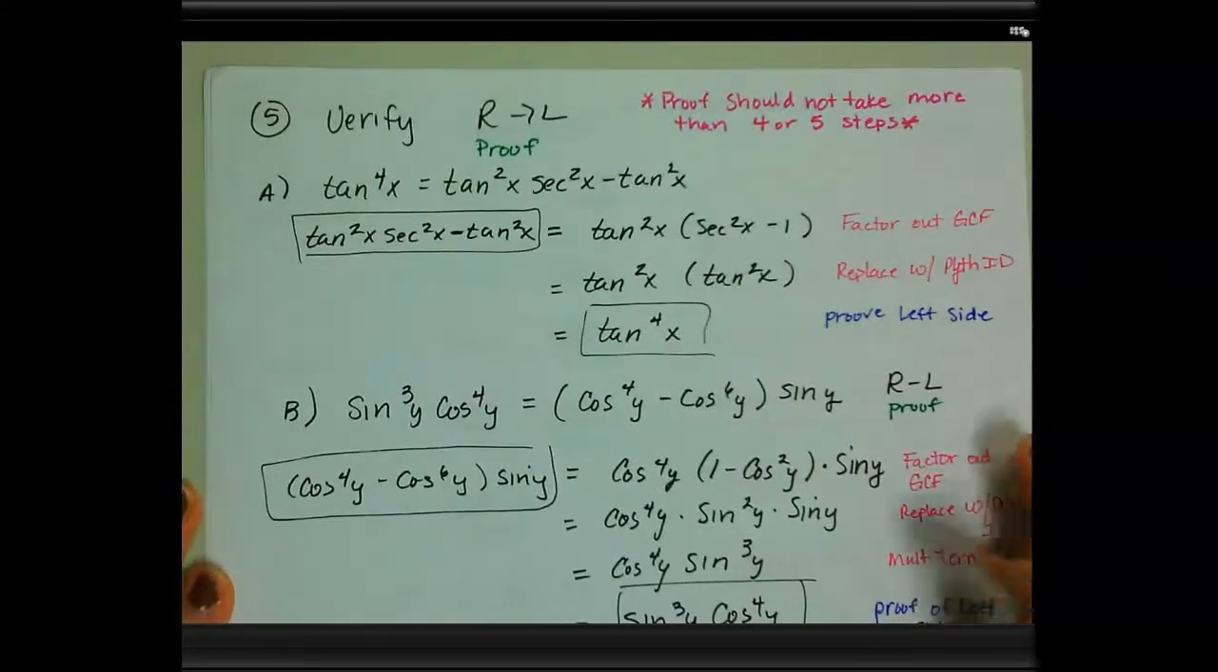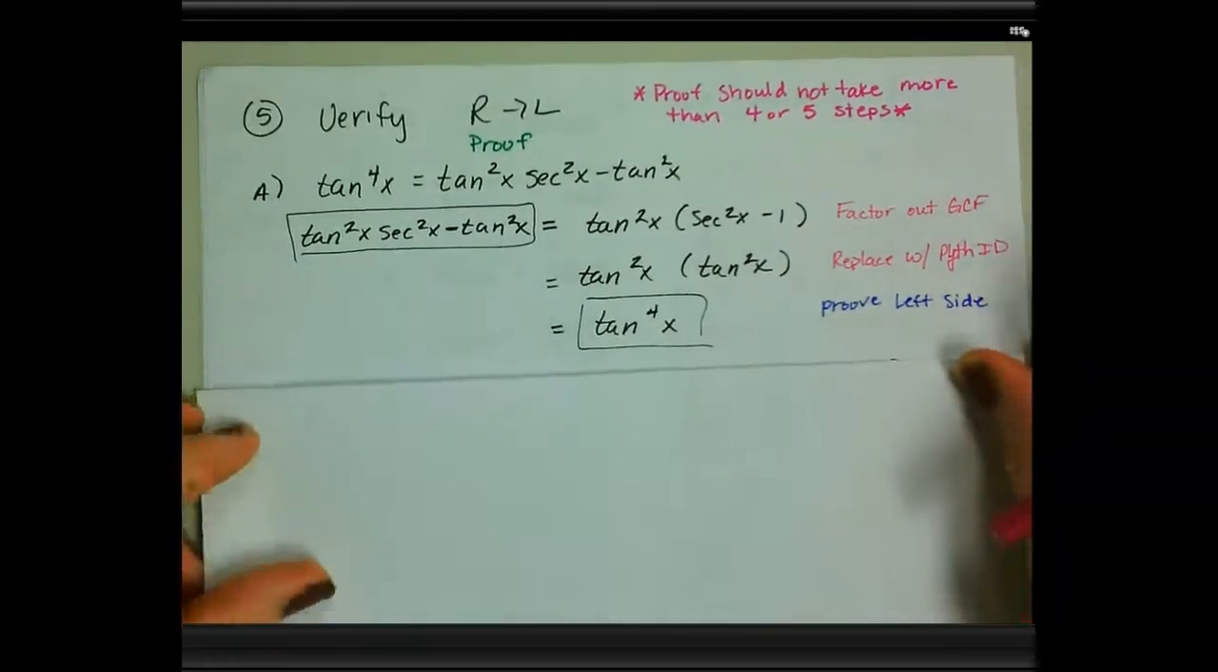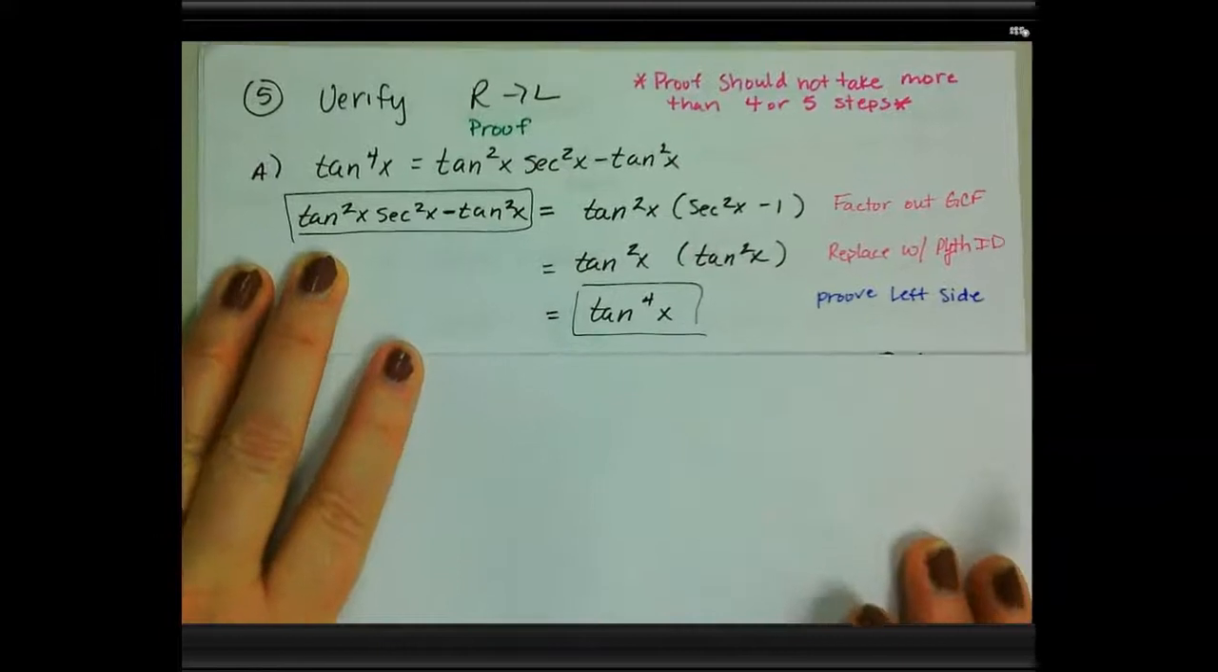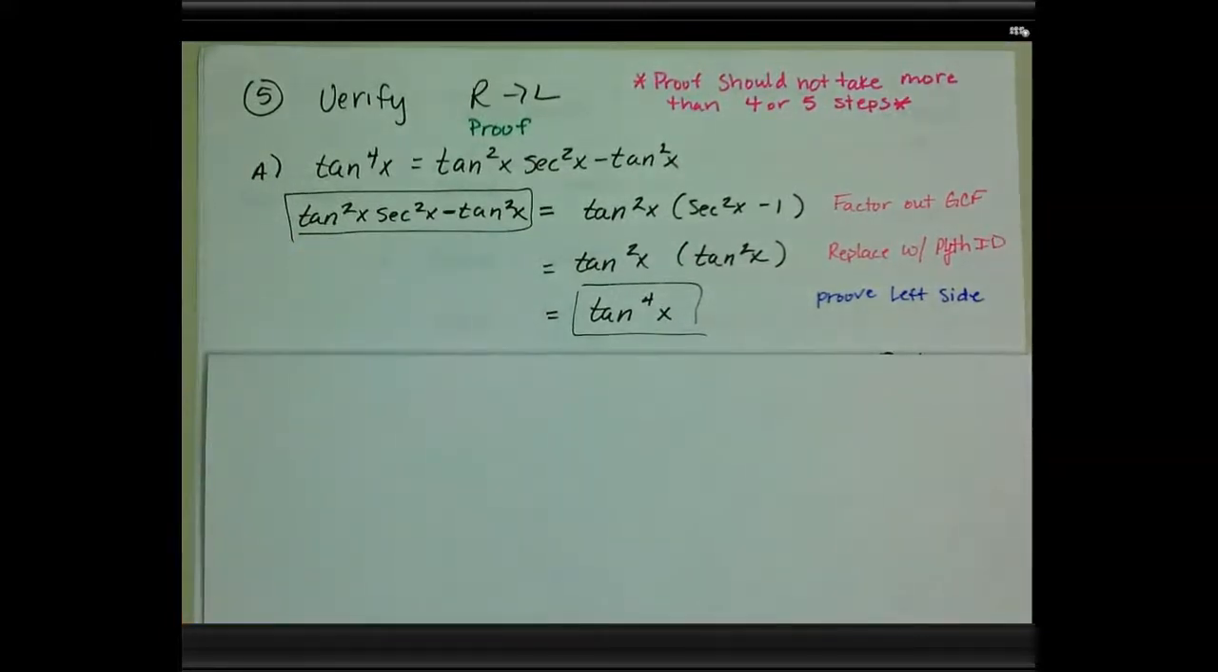All right, the next kind of proofs I want to talk about, because it seems like students want to just jump straight into using quotient and reciprocal identities. A proof like this should not take more than 3, 4, 5 lines. If it does, your teacher is probably going to quit grading. Okay, because that means you didn't understand how to do this kind of proof.